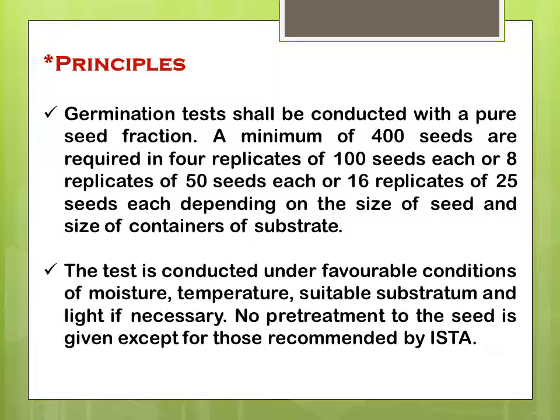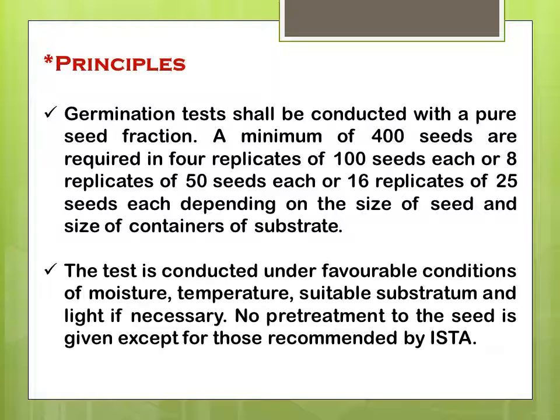The germination test is very important, so you have to remember. The germination test shall be conducted with a pure seed fraction. A minimum of 400 seeds are required, in 4 replicates of 100 seeds. So you take 100 seeds and replicate into 4 parts, and the total will be 400. Or 8 replicates of 50, or 16 replicates of 25 seeds each, depending on the size of the seed and the size of the containers or substrate.